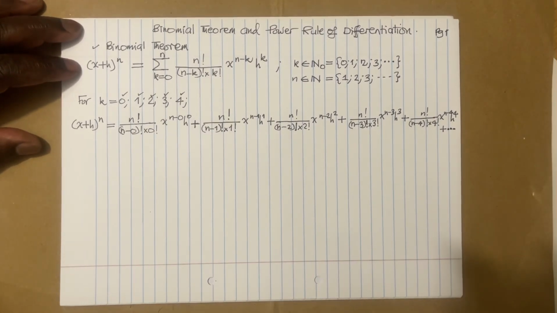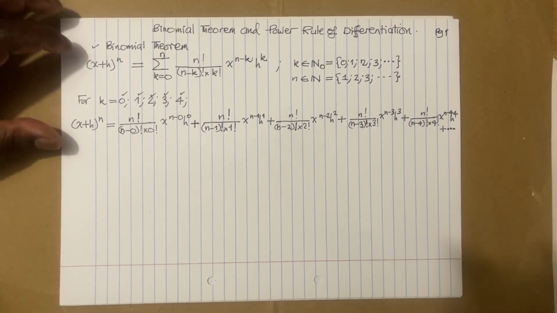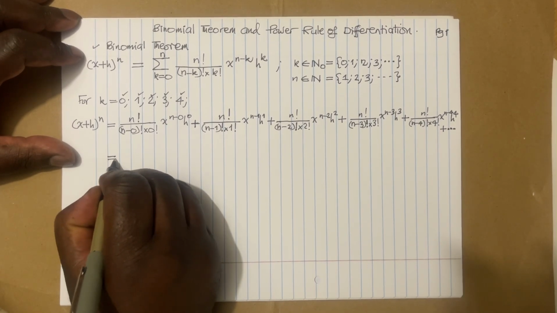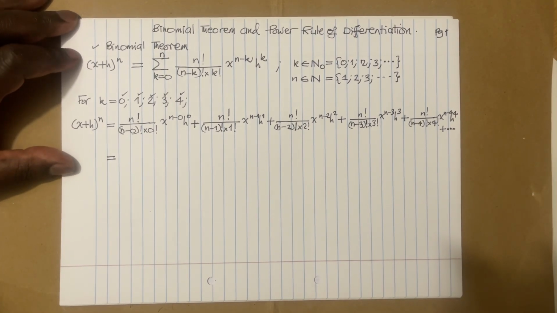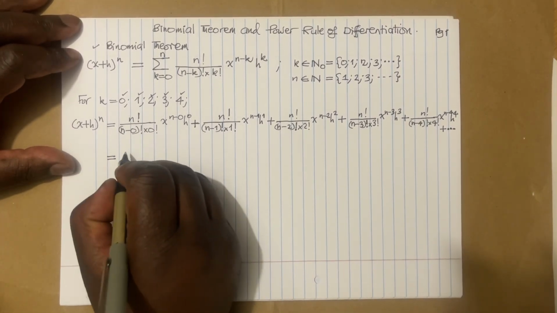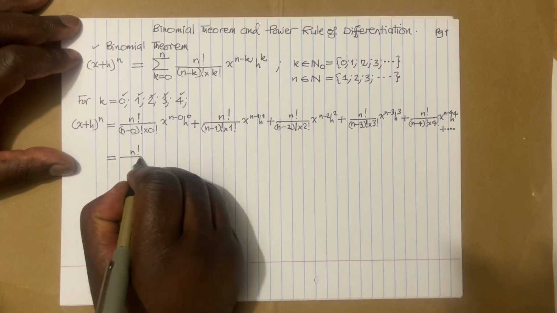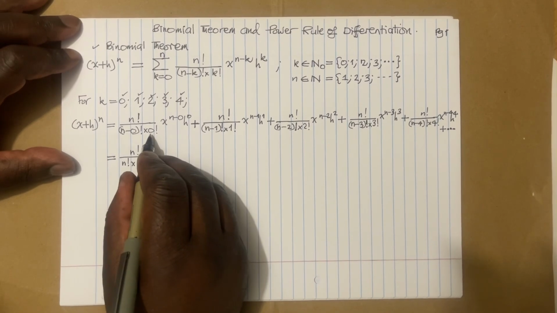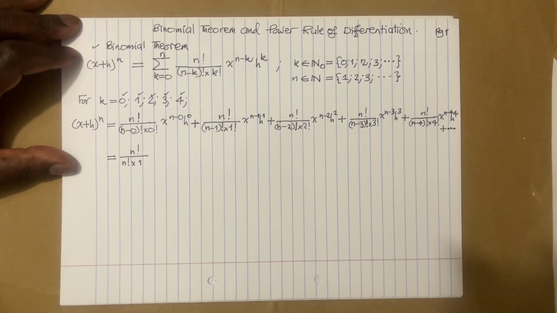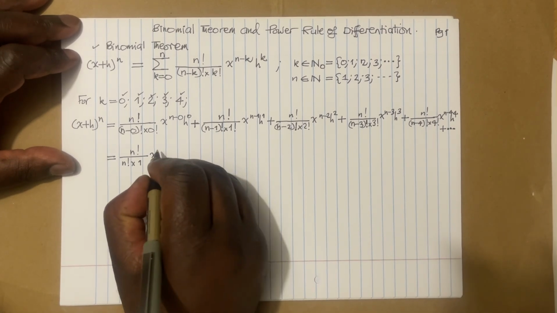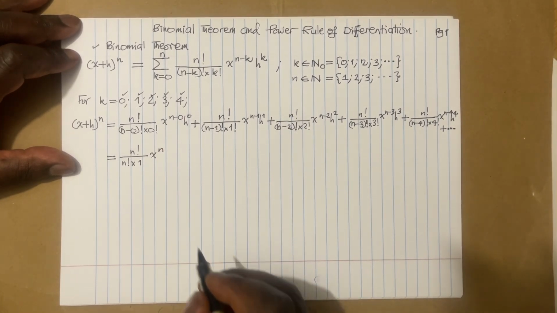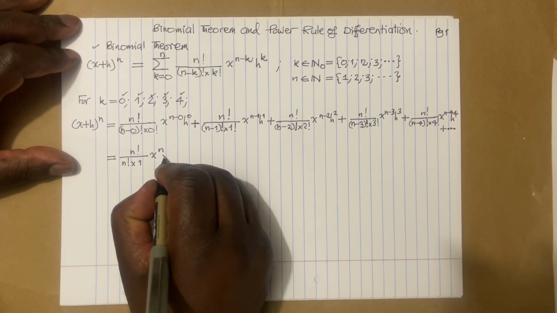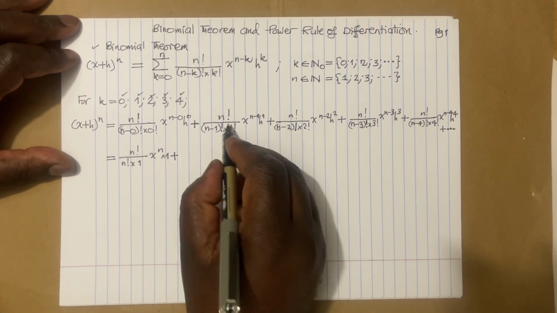Now let's clean this up. Cleaning it up, we're coming to the second step here. So here I have n factorial all over (n minus 0), which is n factorial, times 0 factorial, which is 1, if you remember from the previous video. And then we have x to the power n, because n minus 0 is n. h to the power 0 is 1. So I'm going to say times 1 here, plus, we're here now.